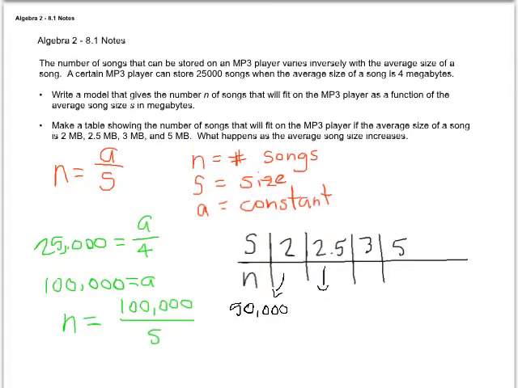And then when I put 2.5 in, that's not going to fit either, but 100,000 divided by 2.5 is 40,000. And then 100,000 divided by 3 is 33,333. And then 100,000 divided by 5 is 20,000.